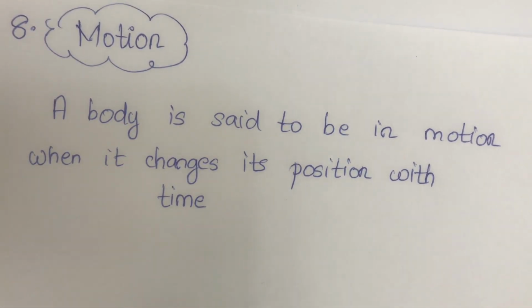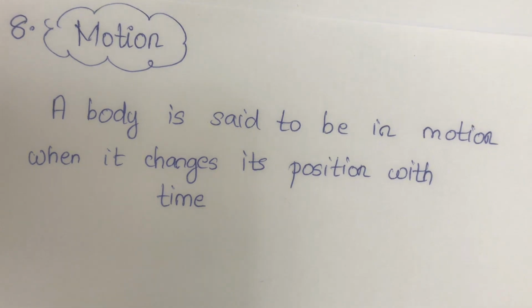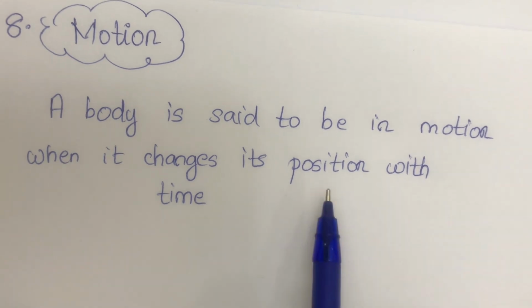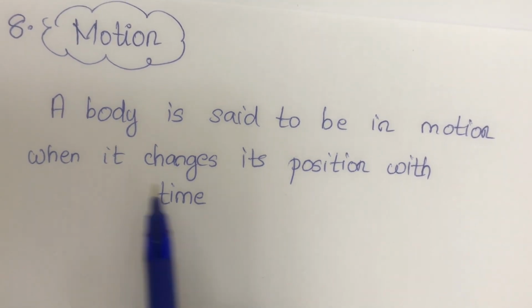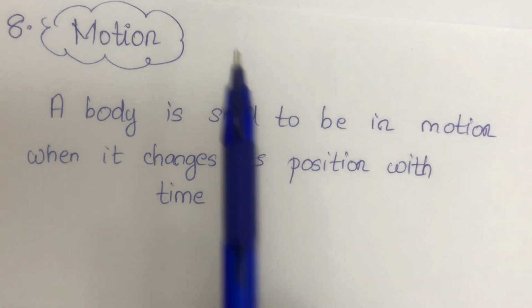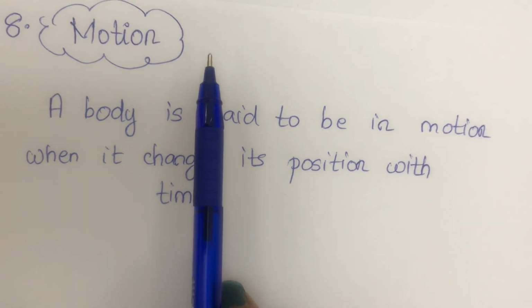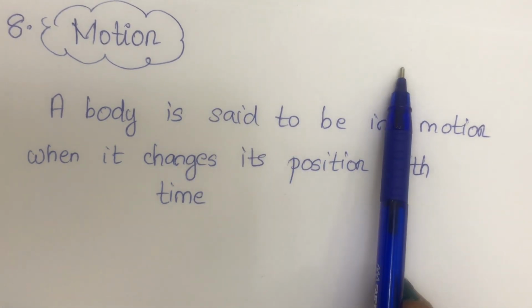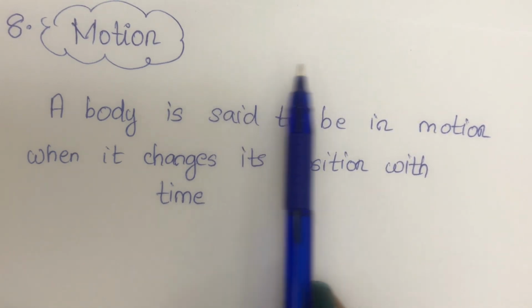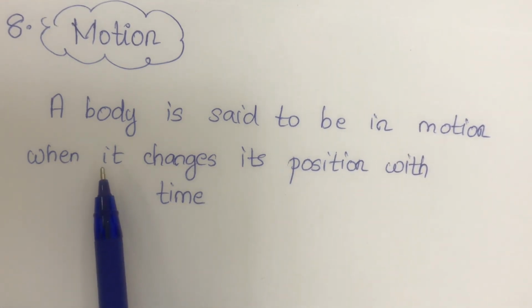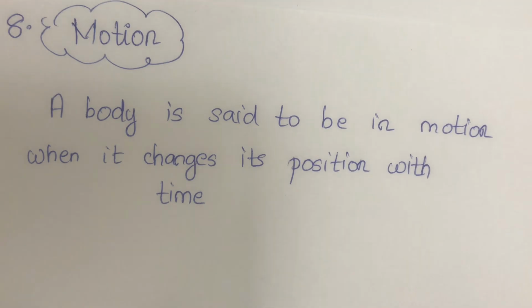And now we can define what is a motion. A body is said to be in motion when it changes its position with time. See, from this point my pen is now at rest. Now I'm changing the position of the pen to here. So my pen is now in motion, right? Because my pen is changing the position. So a body is said to be in motion when it changes its position with time.